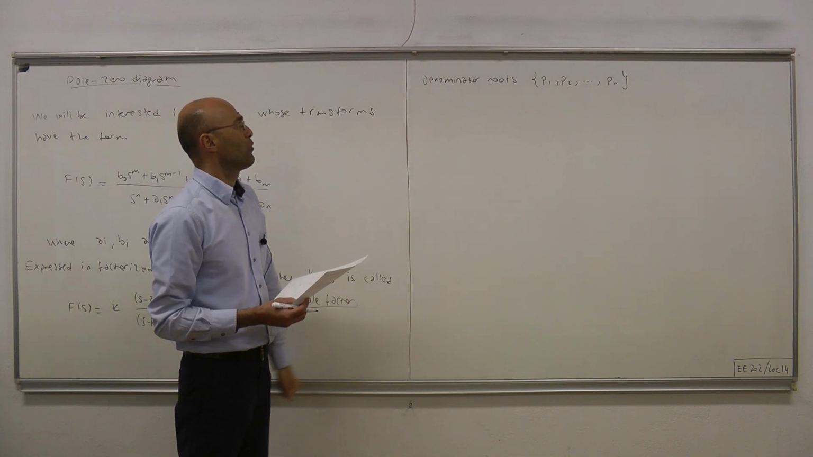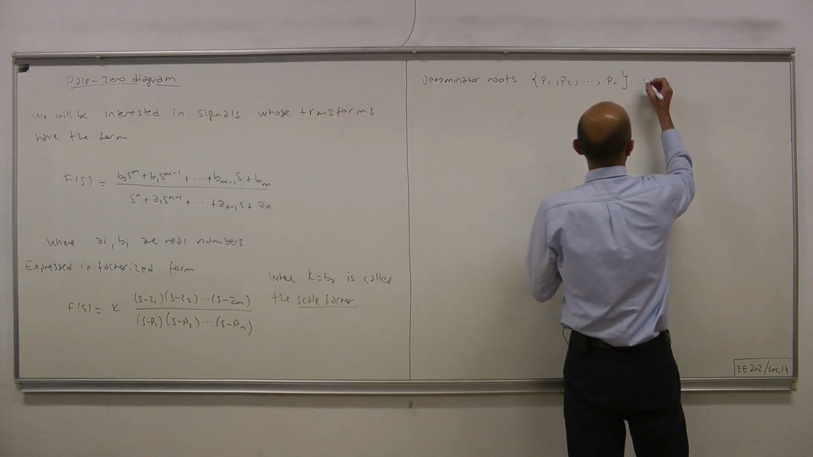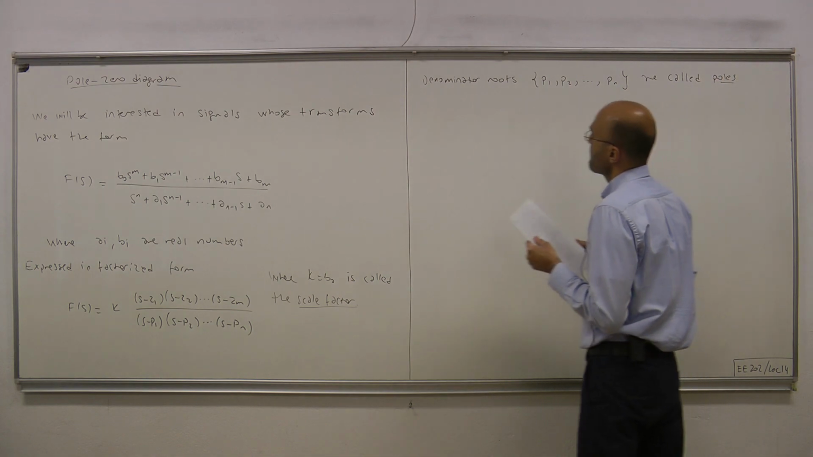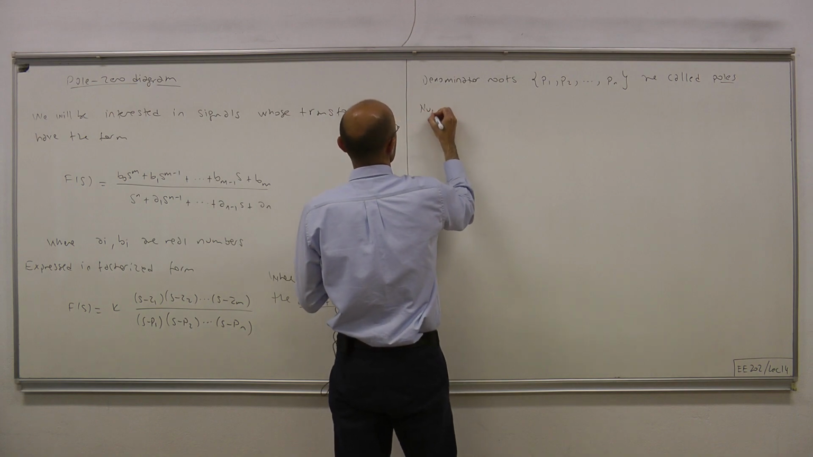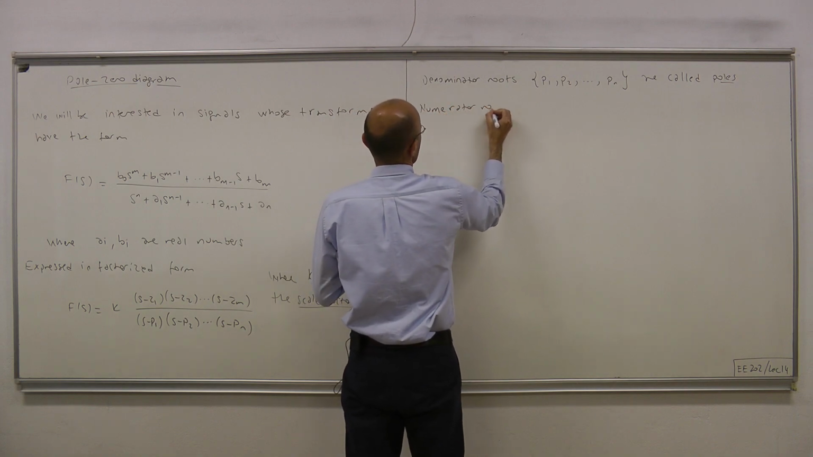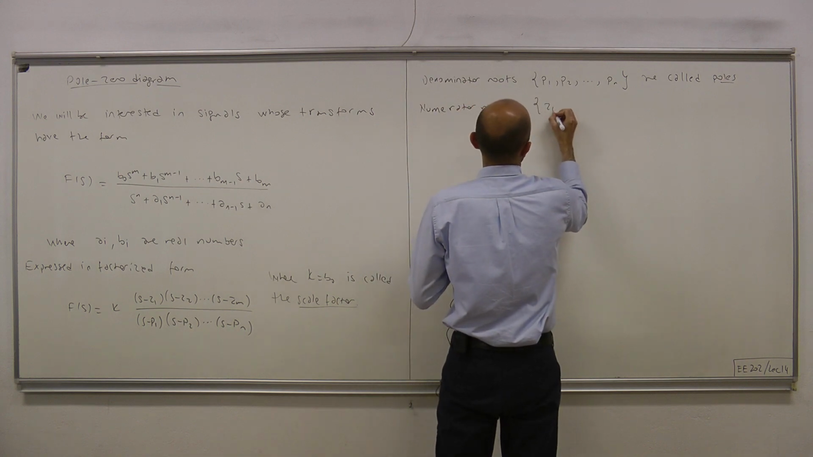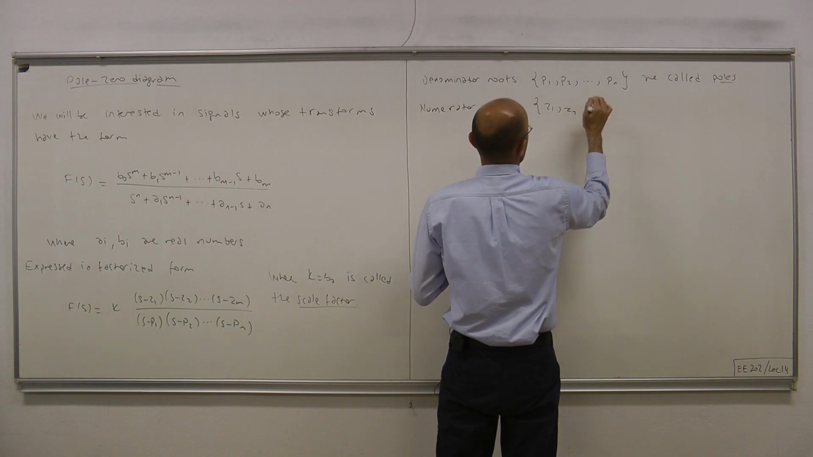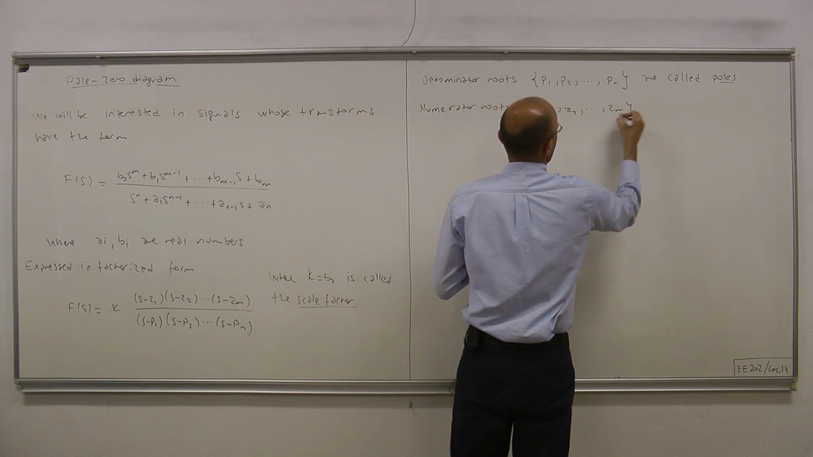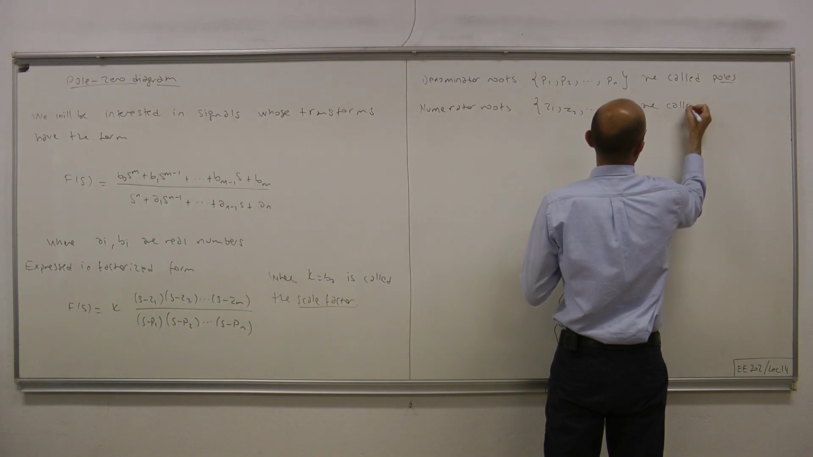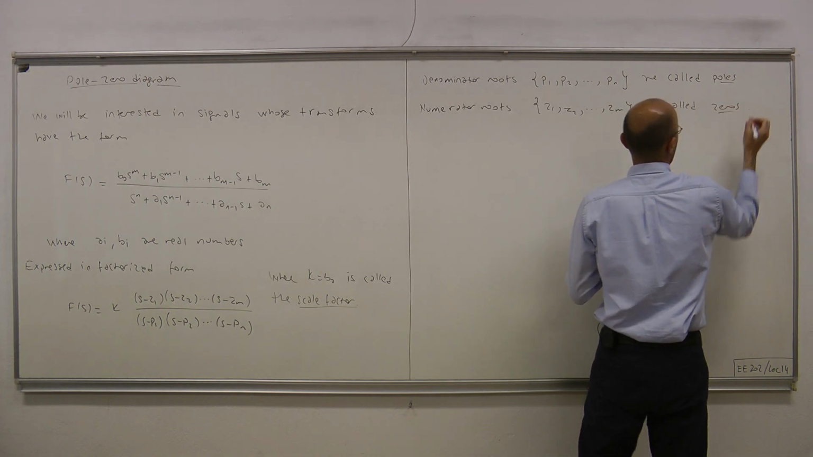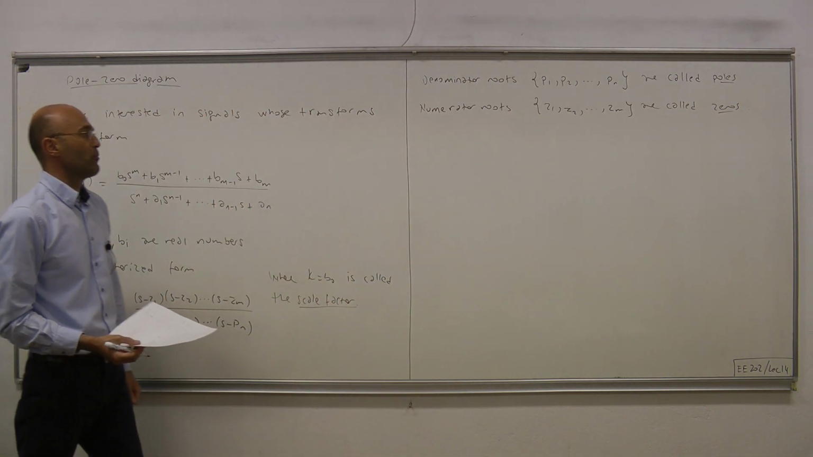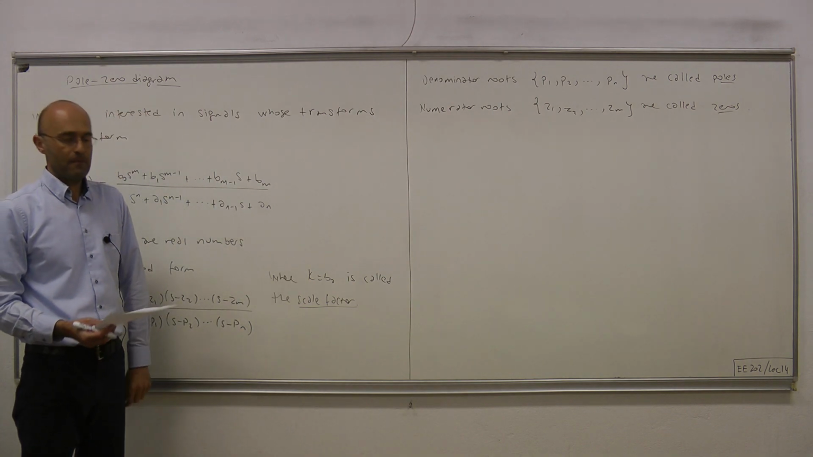Now, these denominator roots, p1 through pn, are called poles. And the numerator roots z1, z2, up to zm, are called zeros of F of s, or if you know the time domain signal, you can also say they are the zeros of f of t.